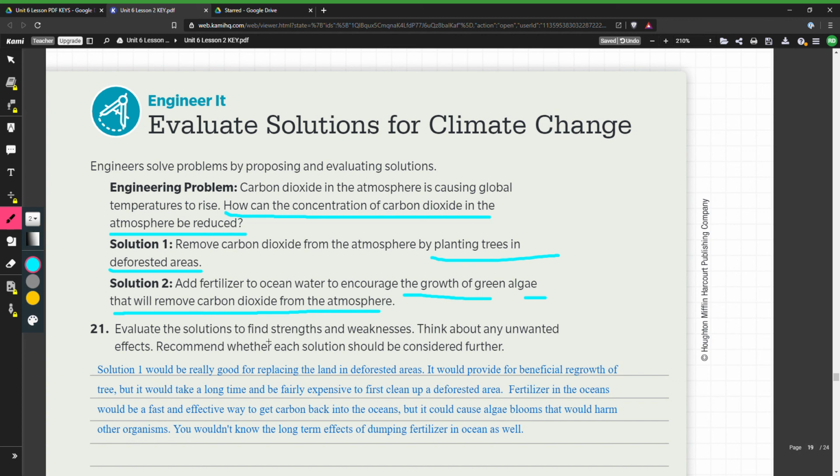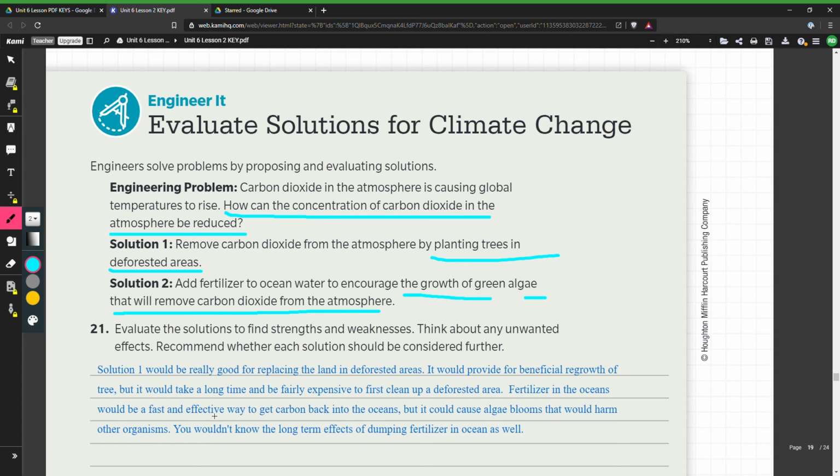So what are the strengths and weaknesses of both of these? I said that planting the trees would be good because it would fix the deforested areas, but it's going to be really expensive to clean up a deforested area, because usually deforested areas are pretty bare and ruined once they are deforested. So the companies that were going to do it would have to clean up a lot more before they could plant trees and have the trees actually grow. And it would also take a long time for the trees to grow.